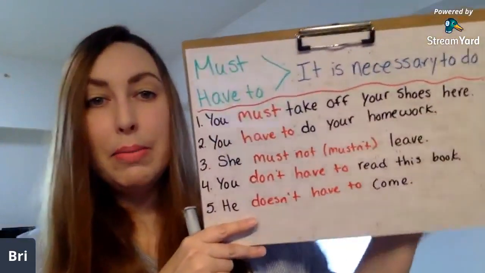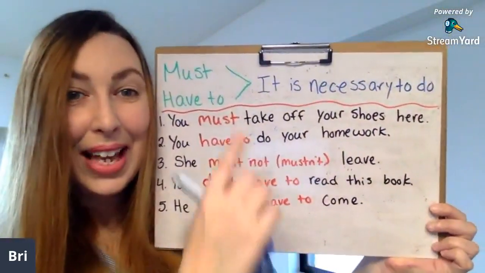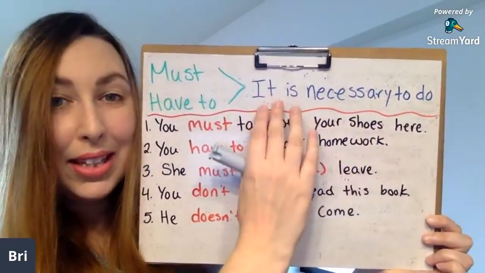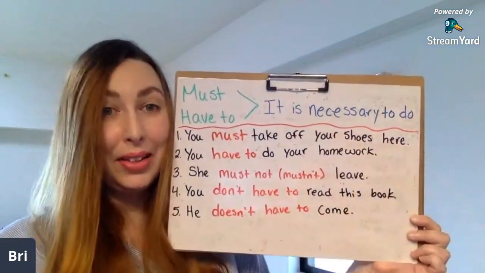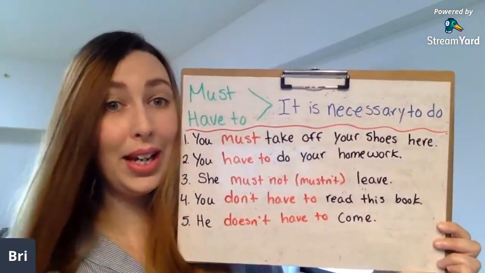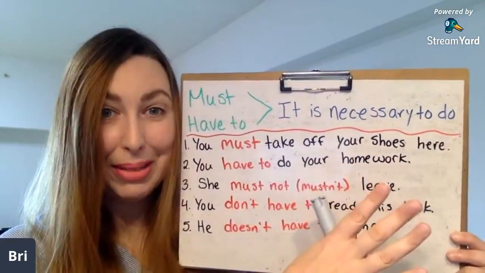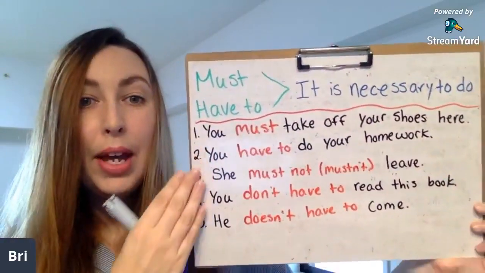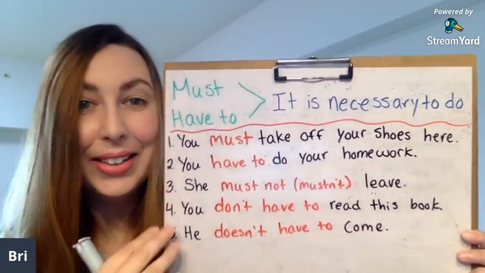So remember, I'll go over here a little bit. Okay. Must and have to. They both mean something is necessary to do or to be done, right? So we need to do something. We must do something. We have to do something. It is necessary. Okay, so I gave you 5 really simple examples that we can look at together.